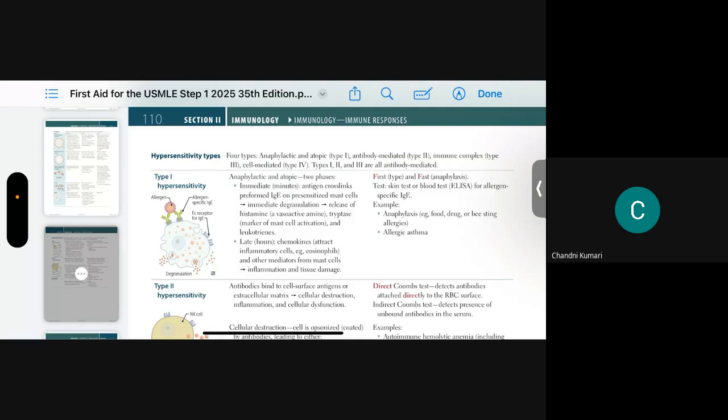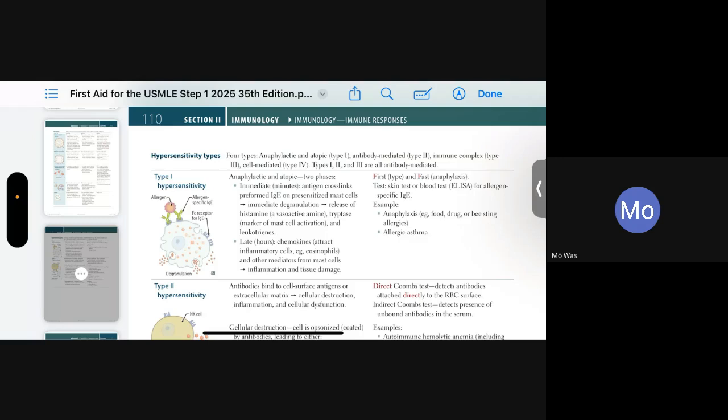For example, whenever we have first exposure to an allergen, what would happen first? Remember, the antigen presenting cells are going to take that and present it to CD4 helper T cells, right? Are you guys following me? Yes, sir. That's great.